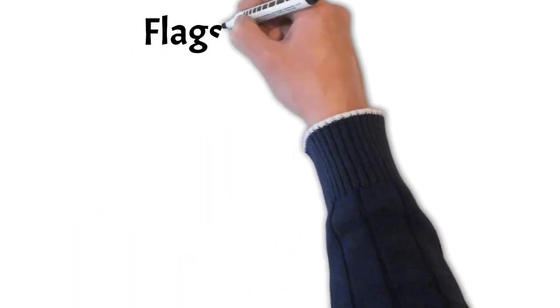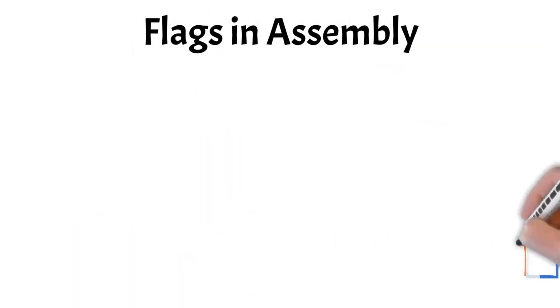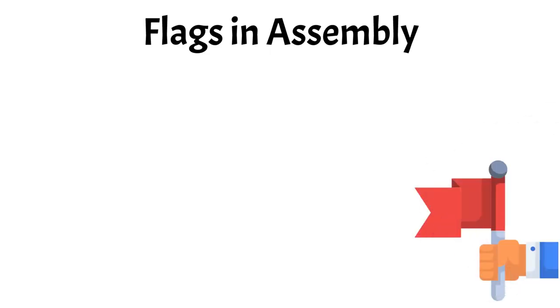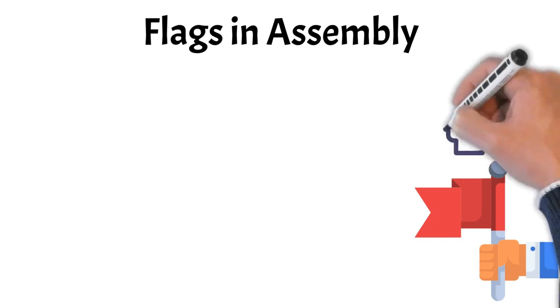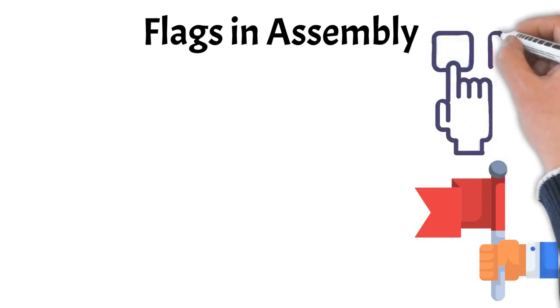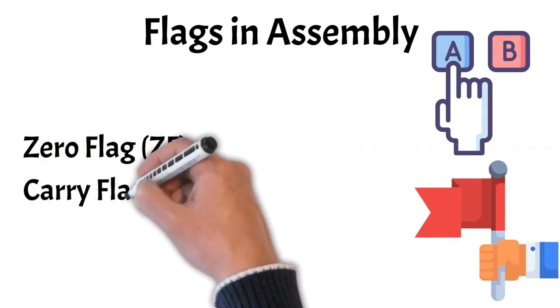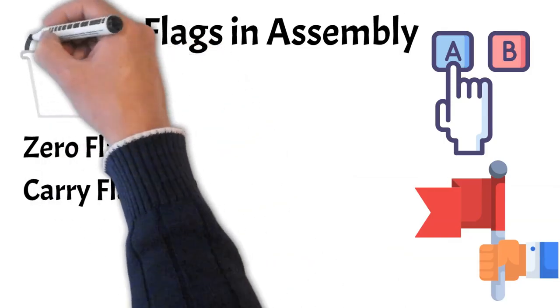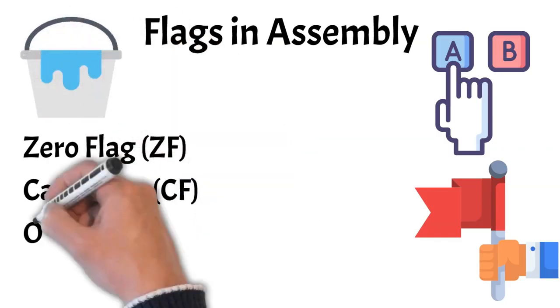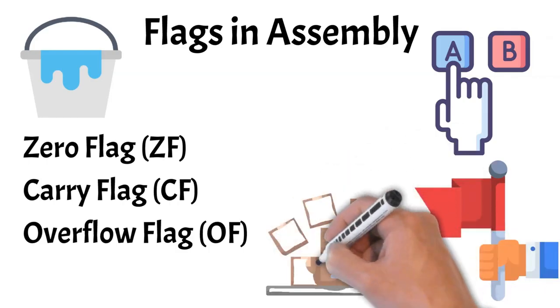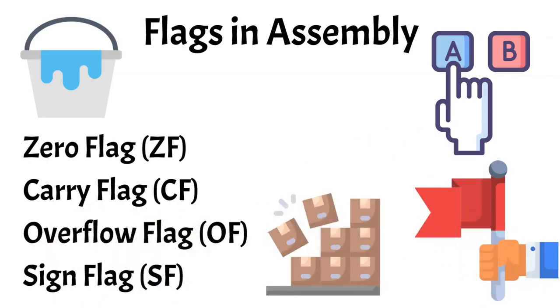Now, let's briefly discuss flags in assembly. Flags are special bits in the CPU that store the results of operations and help control the flow of a program. These status flags are updated automatically based on the outcome of instructions and are used to make decisions during execution. For example, the zero flag is set when the result of an operation is 0, while the carry flag is set if an arithmetic operation produces a result too large for the register to hold. The overflow flag tracks whether an arithmetic operation results in an overflow, and the sign flag indicates whether the result is negative. Flags are especially important in conditional operations.